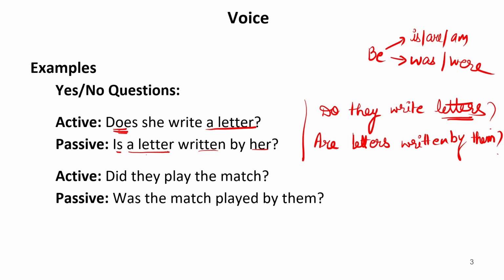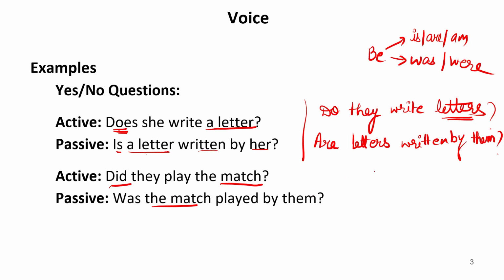Did they play the match? Now did shows the past tense. So in past tense we use was or were as the forms of be, was for singular and were for plural. Because here the match is the object, when the match comes to the place of the subject, this is singular, so: was the match played by them?